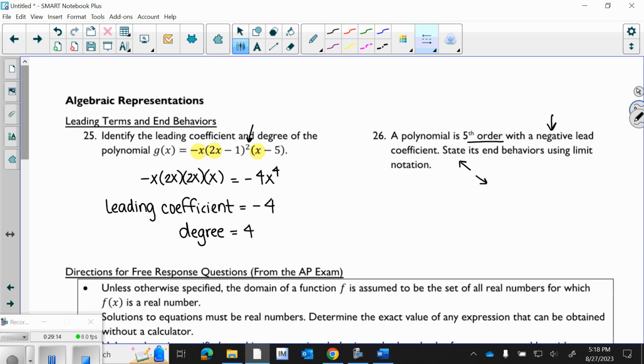We'll start with the left side. The limit as x decreases without bound, and we're just going to make this polynomial f of x, is equal to positive infinity. Now let's describe the right-hand side. The limit as x increases without bound of f of x is equal to negative infinity.